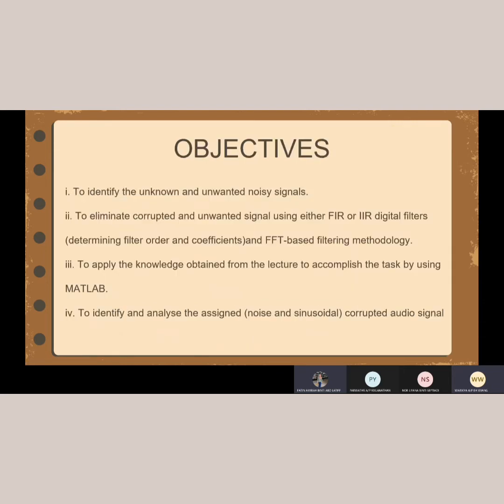So this is our objective. The first is to identify the unknown and unwanted noisy signals, and to eliminate the corrupted and unwanted signal using either an FIR or IIR digital filter, which needs determining the filter order and coefficients. FFT is about the base filtering methodology. The third is to apply the knowledge obtained from the lecturer to accomplish the task using MATLAB software. The last one is to identify and analyze the noise and sinusoidal corrupted audio signal.